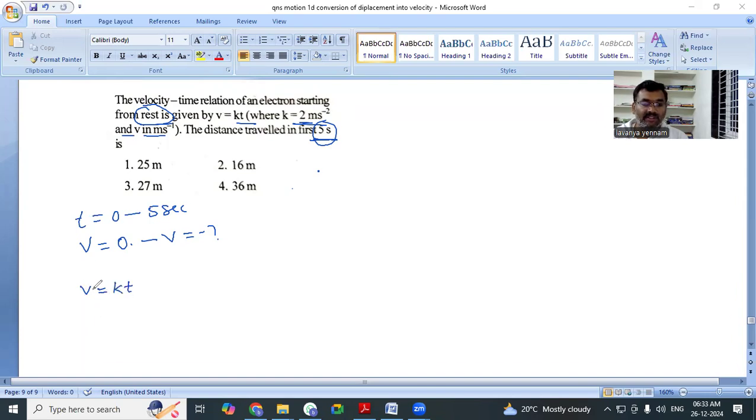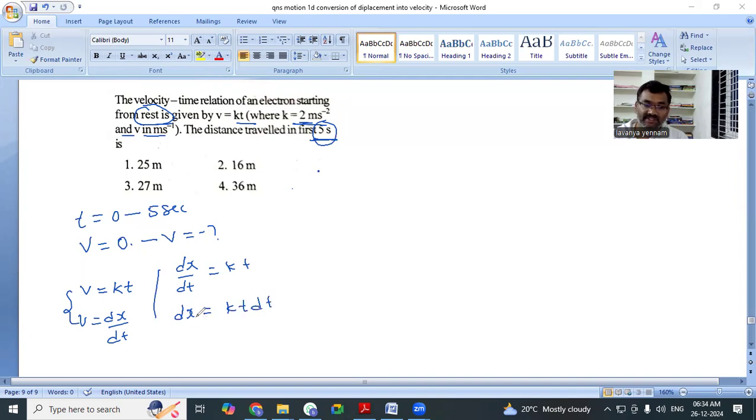You know that velocity is nothing but the rate of change of displacement. V is equal to dx by dt. Now velocity is equal to dx by dt, and they have given velocity as kt. When you compare these, can I write dx by dt is equal to kt? Now I am writing this equation as dx is equal to kt dt.